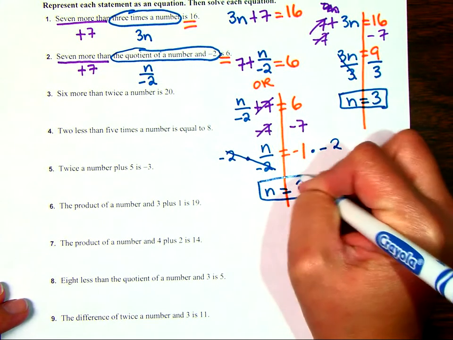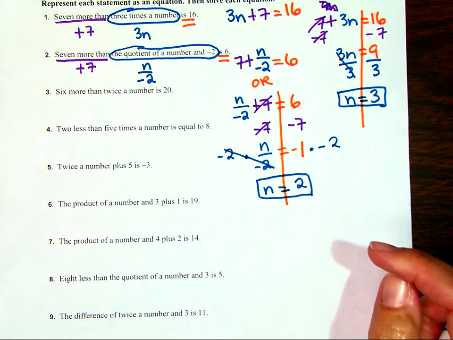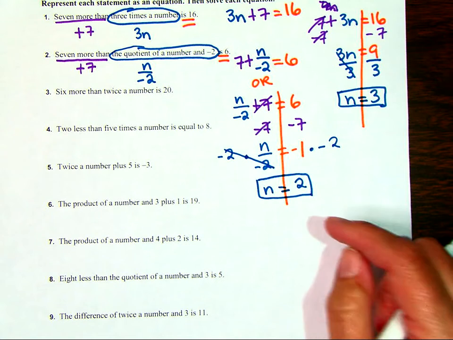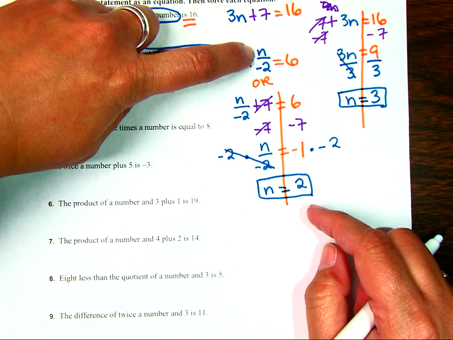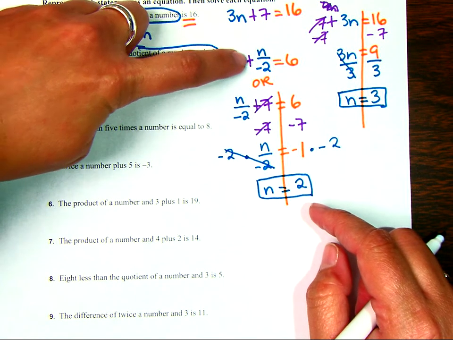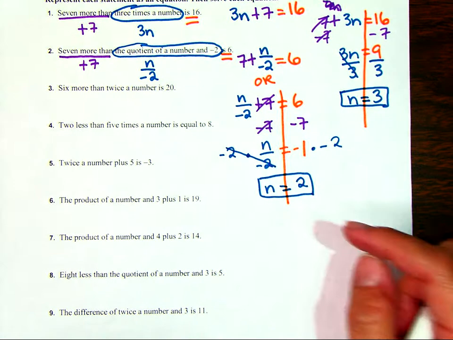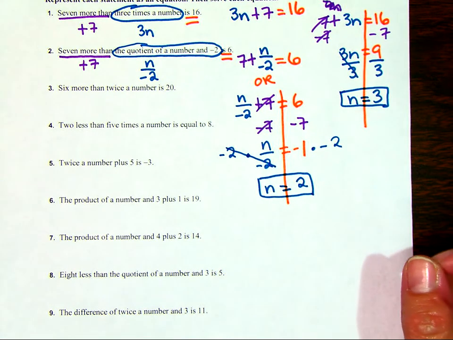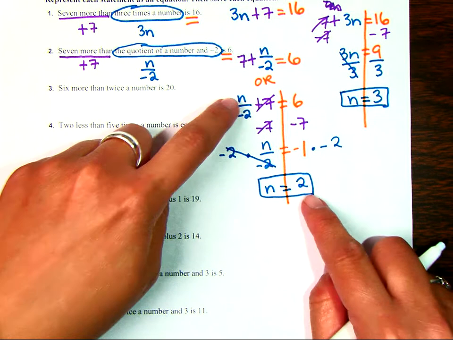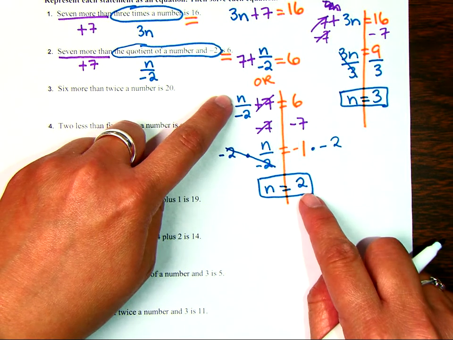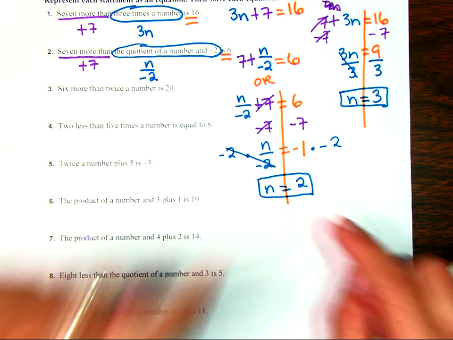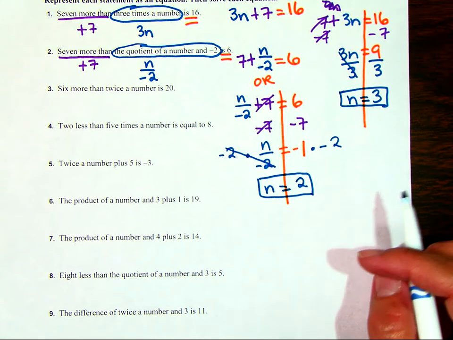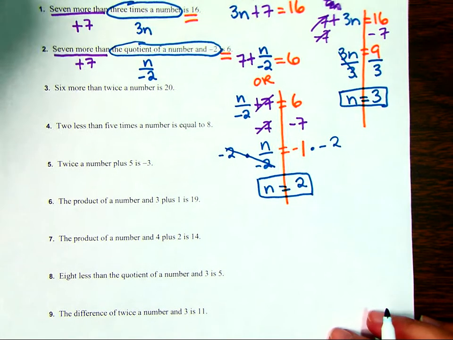And again, you can check your work so you're not second guessing yourself and saying, I hope I got it right. If you put your 2 right here, 2 divided by -2 is -1. 7 combined with the -1 is +6. Same thing over here. 2 divided by -2 is -1. -1 plus 7 is +6. Okay, so that's what we're looking at. Let's try a couple more.